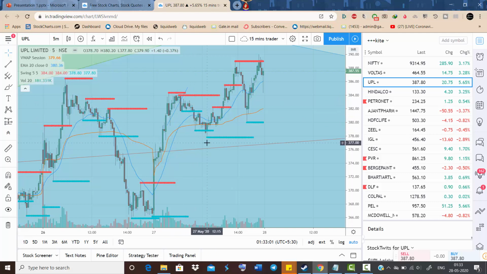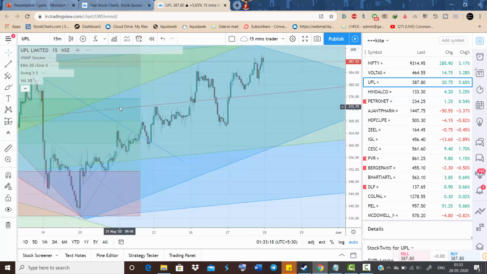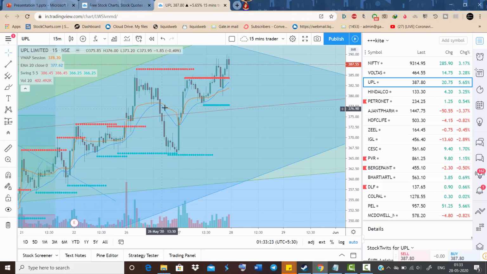So it's VWAP magnet, where a pullback happens towards the volume weighted average price. This is one of the strategies. The other one is the inside candle strategy. For the inside candle, you should either switch to a 15-minute or a 1-hour candlestick.